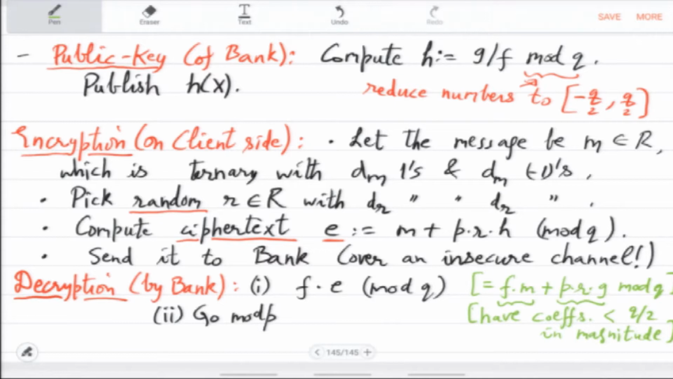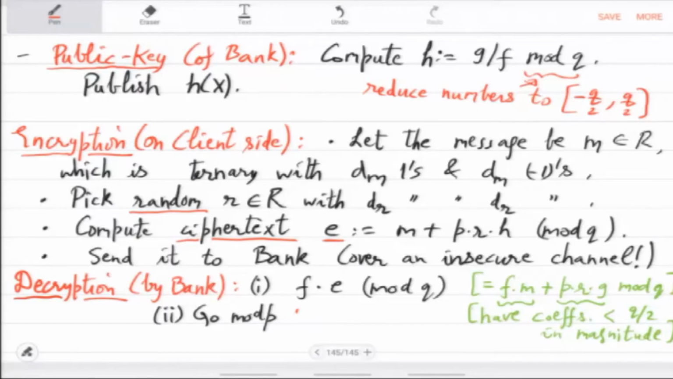Now since the coefficients are already smaller in magnitude than Q by 2, reducing mod Q will have no effect, and when you reduce mod P, you will get exactly F times M. So the bank has computed F times M.